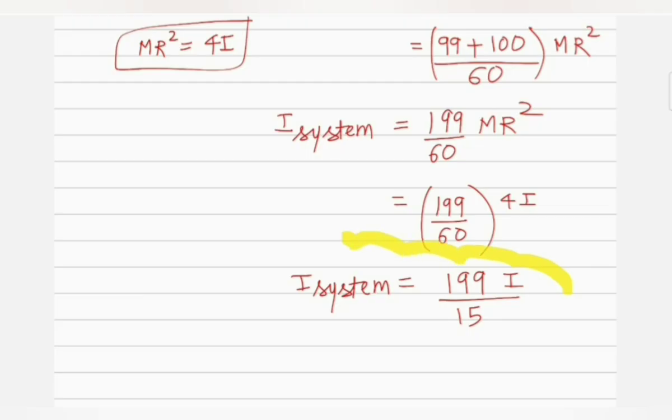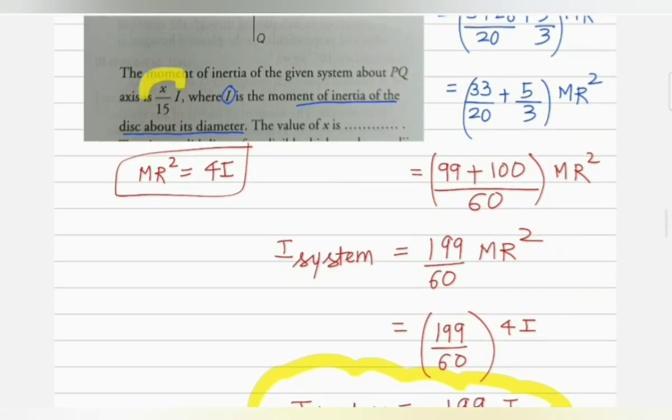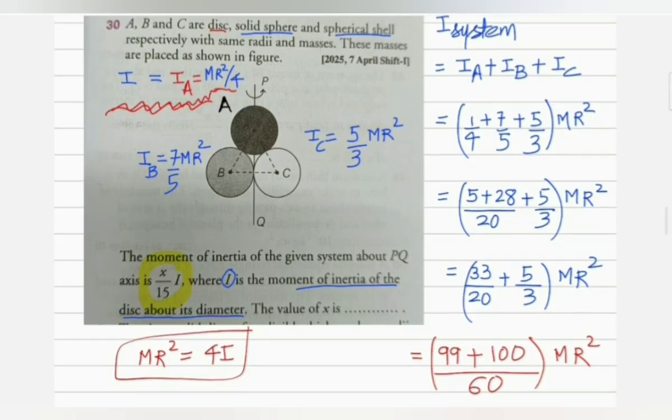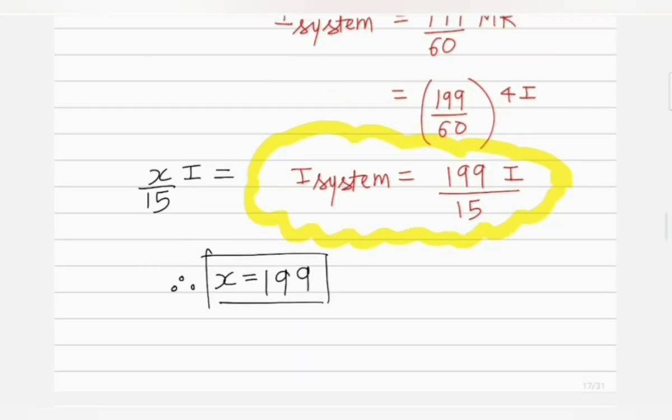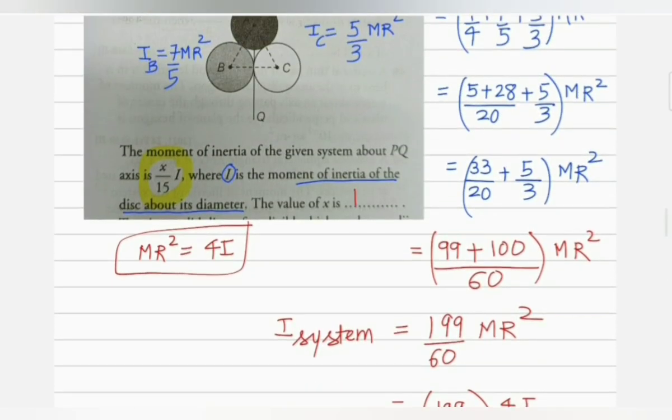Is this clear, students? As per the data, the value is x/15. Have a look here, x/15 times I. Yes, x/15 times I. So just compare, students. When you compare, 15 is there, I is there, so definitely the value of x is equal to 199. So the value of this integer x is equal to 199. Okay, complete this, students. I put the value of x here in the blank. The value of x will be 199.